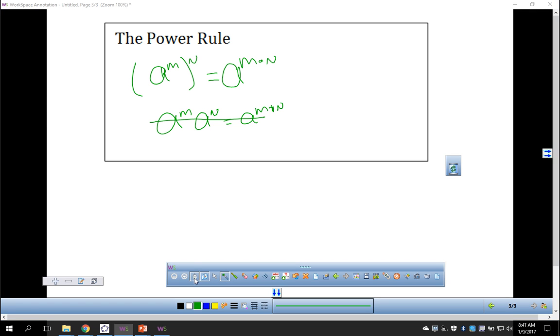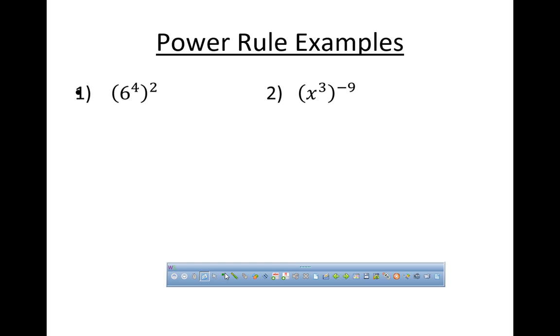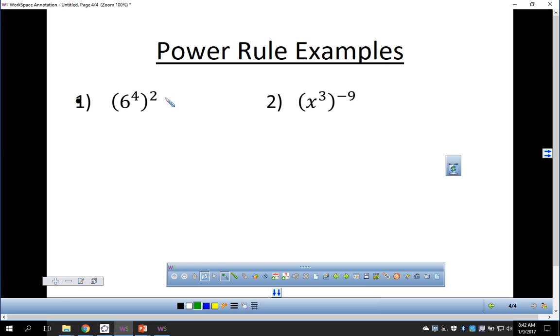So moving on, let's do a couple examples. 6 to the 4 times 6 to the 2 is equal to 6 to the what? 6 to the 8. Okay? 6 to the 8. X to the 3 times x to the negative 9 is equal to x to the negative 6.